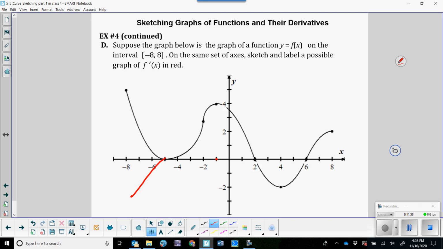But I also have to think about there's an inflection point right here. So there must be some kind of maximum going on. So this is going to have to go up. And then I've got to have some kind of maximum for f prime because there's an inflection point, and then it's going to come back down. And it didn't have to go through that point. That just happens to be how I drew it.